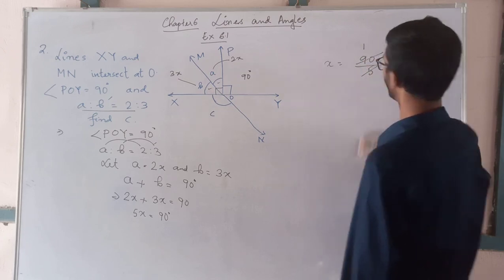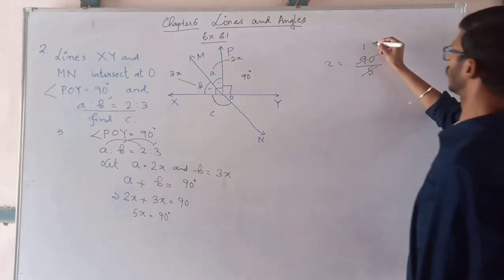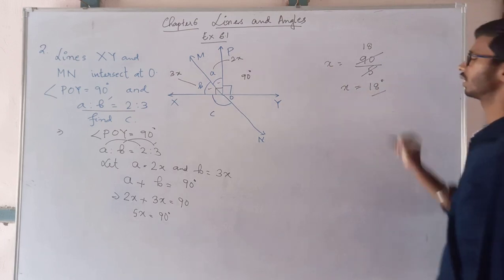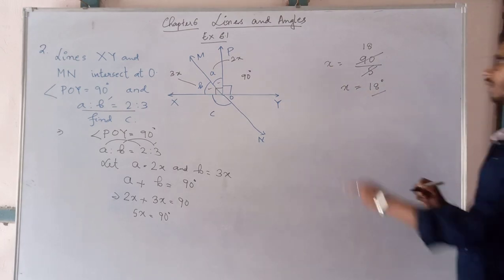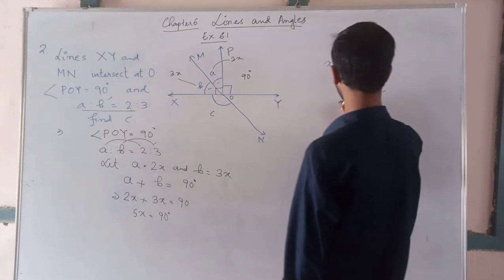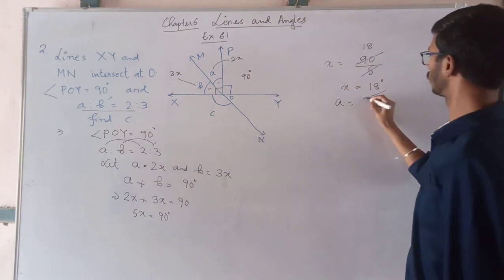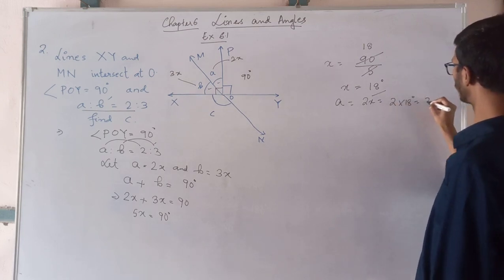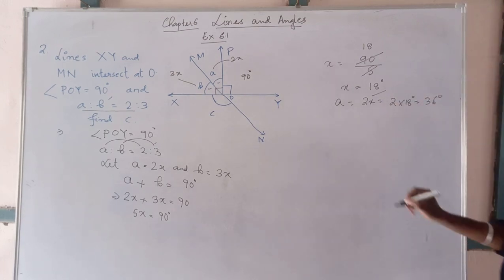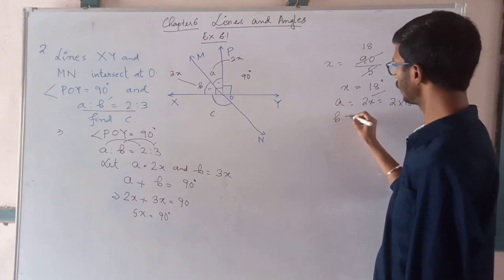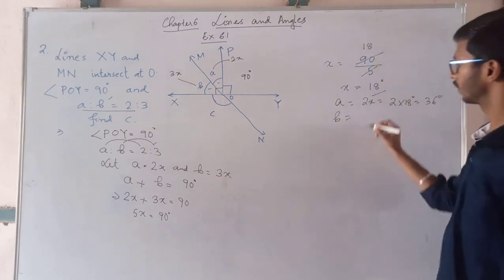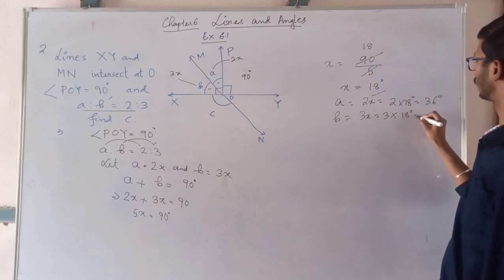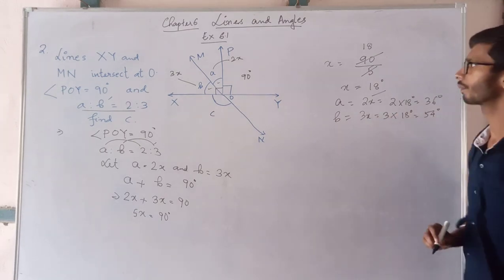So 5 times 1 is 5, 40 remains. So 5 times 8 is 40. So x you got how much? We got the value of x as 18 degree. So what will be our value of A? A is 2x. It means 2 into 18, that is 36. And similarly B is 3x. So we can write 3 into 18 degree. So we will get 54.